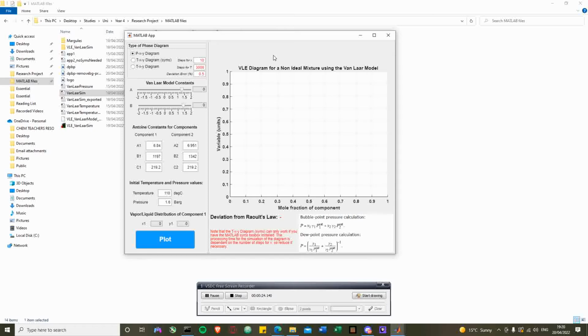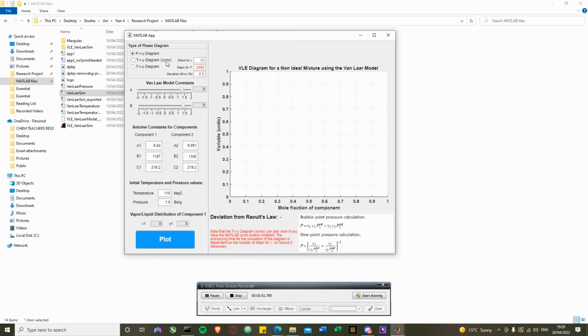The basis of this app is to draw a PXY or a TXY diagram for your Van-Laar model phase equilibria binary system. What we have here is a selection of three different ones: the PXY, the TXY, and another TXY. The two types of TXY are one with sims and one without sims.